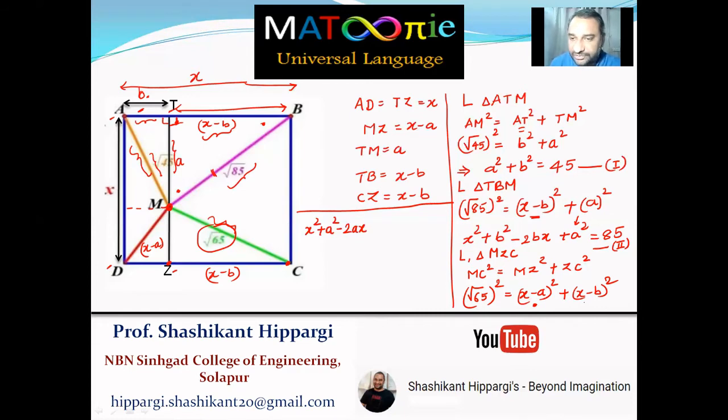Okay. And you expand this bracket. So this can be written as plus x square plus b square. That is a square plus b square minus 2ab, minus 2bx, must be equal to root of 65 square. So that is 65. Okay.